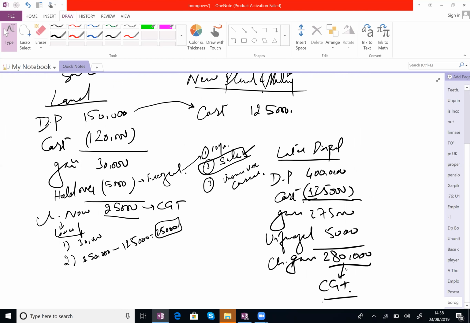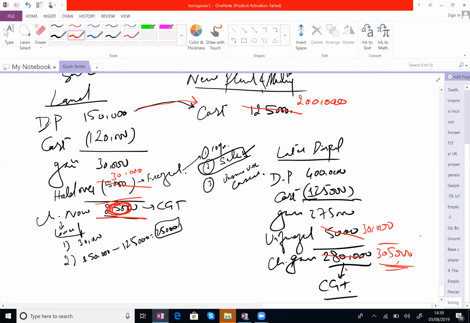For example, in this case, I am purchasing the new plant and machinery for, for example, 200,000. So it means full proceeds are reinvested. Yeah. So the full 30,000 will be holdover. Chargeable now is 0. So this 30,000 will be added to the 275,000. Clear? And the new chargeable gain now is 305,000. Yeah.